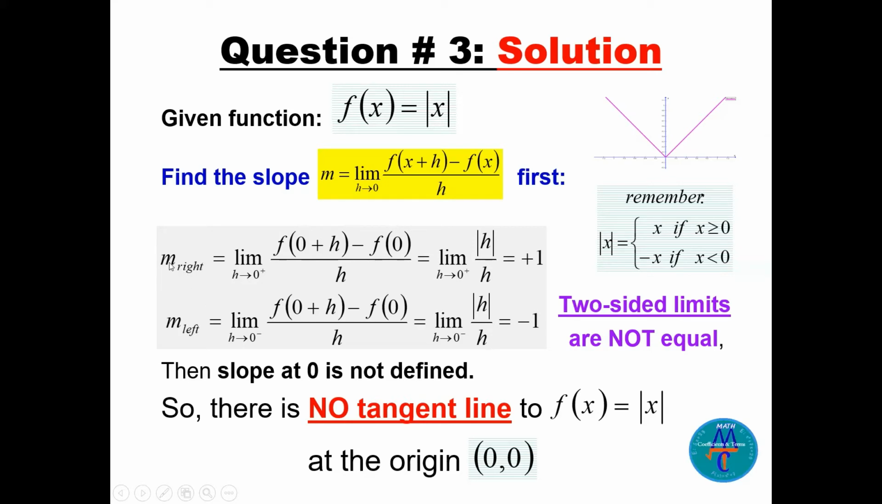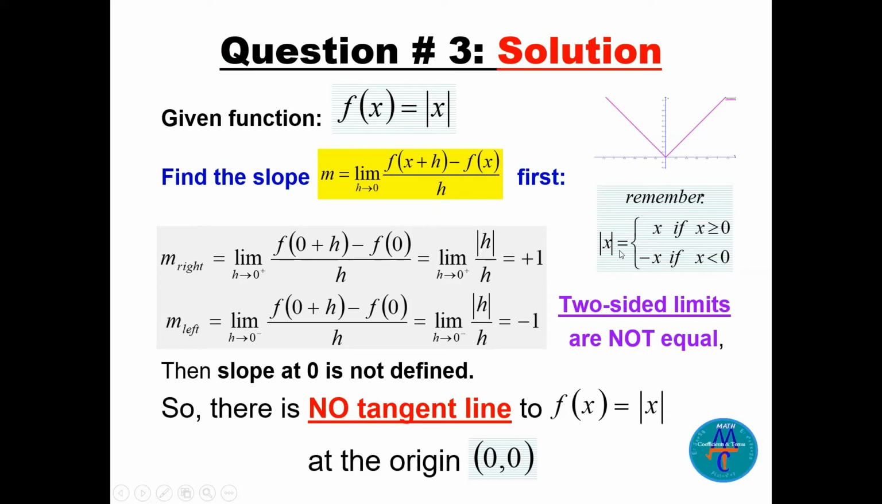So m from the right, the slope here from the right, will be the limit of [f(0 + h) - f(0)] / h as h goes to 0 from the right. When we simplify that, it will be the limit of |h| divided by h. Remember, this is the derivative here. The limit of |h| divided by h.